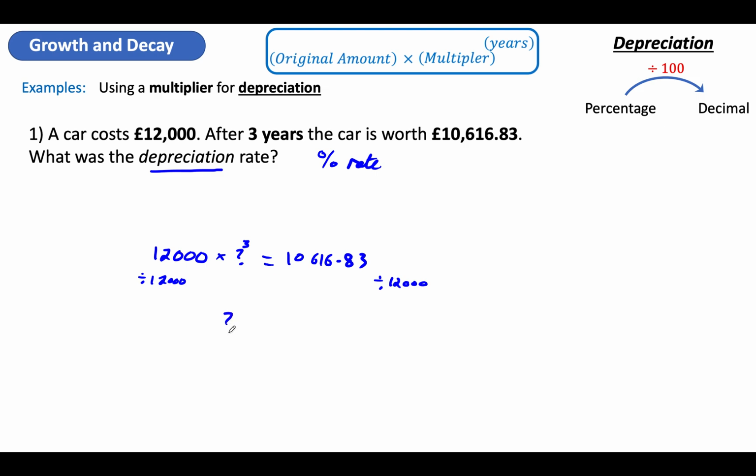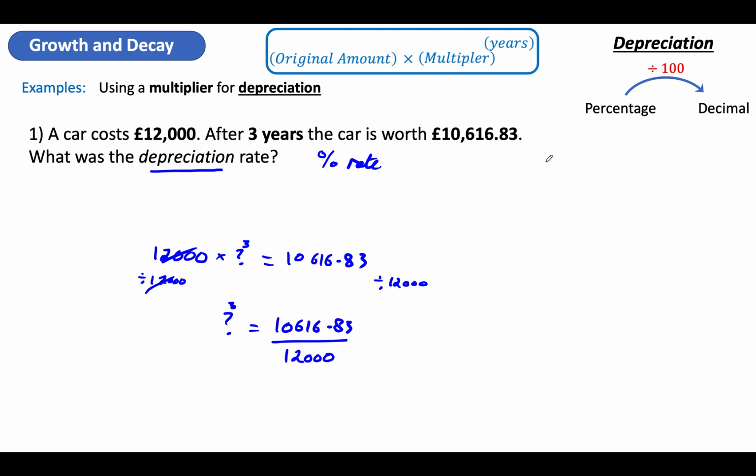So now this side, obviously that's going to cancel out the divide. So we've got our rate to the power of 3. But this side I've got my 10,616.83 divided by my original amount. Now this is tricky. How do I do this?